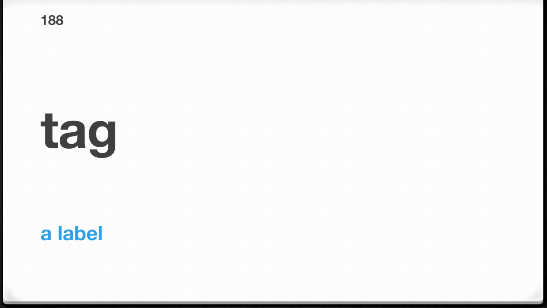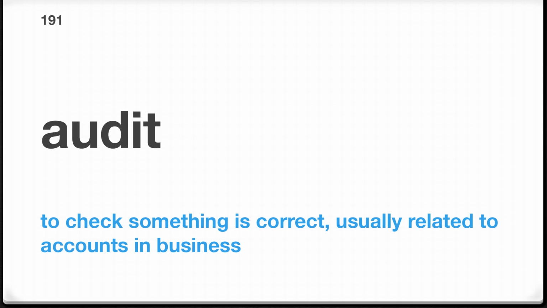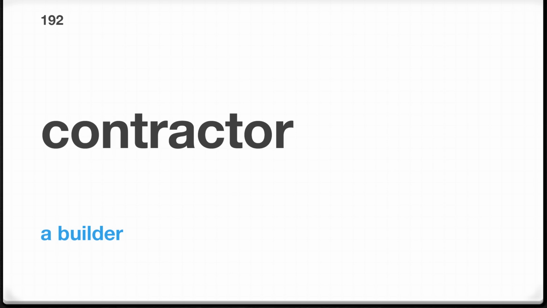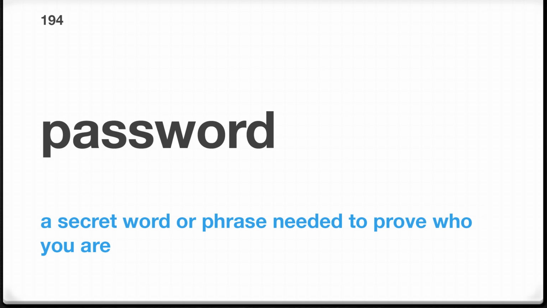A label. Tag. Someone who gives a message publicly. Announcer. A part or a feature. Aspect. To check something is correct, usually related to accounts in business. Audit. A builder. Contractor. Transfer a file or program onto your computer. Download. A secret word or phrase needed to prove who you are. Password.